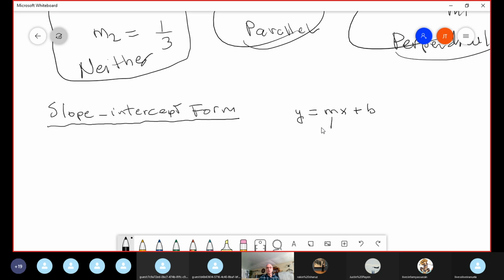So, the interpretation of this number and of this number. This is the slope, m. And b is the y-intercept. And the y-intercept is the point where the line crosses the y-axis.